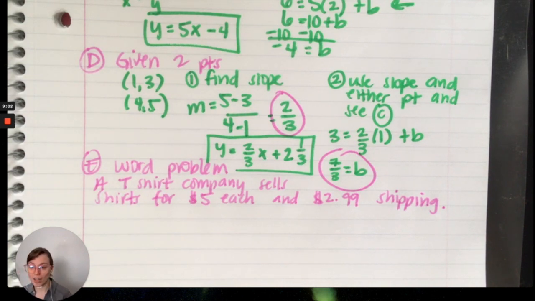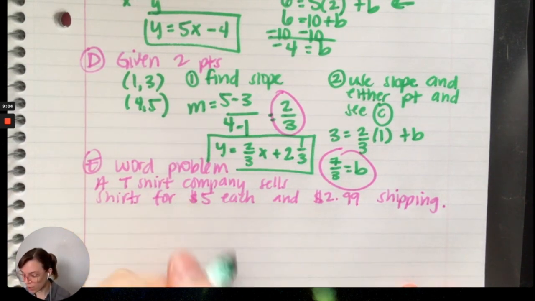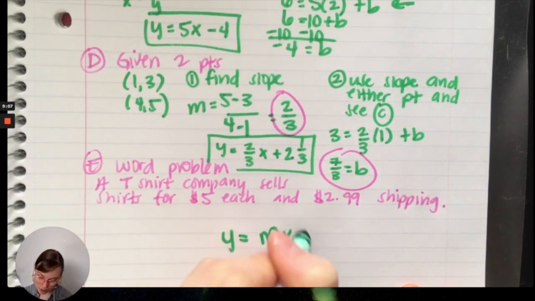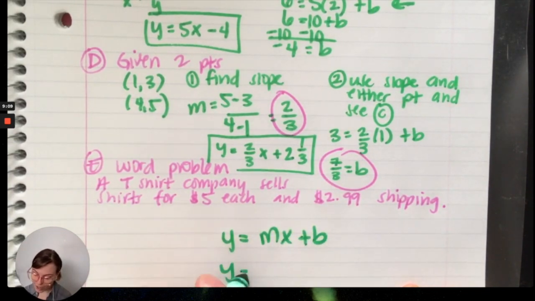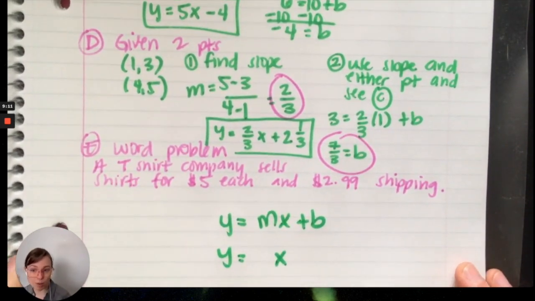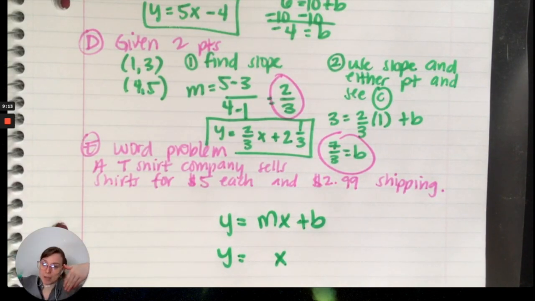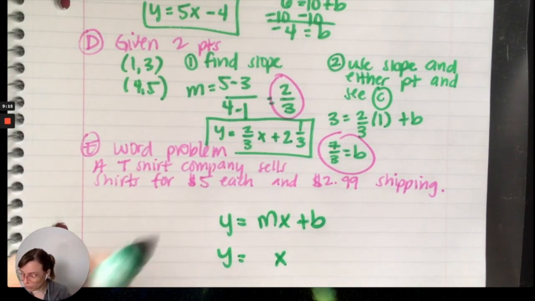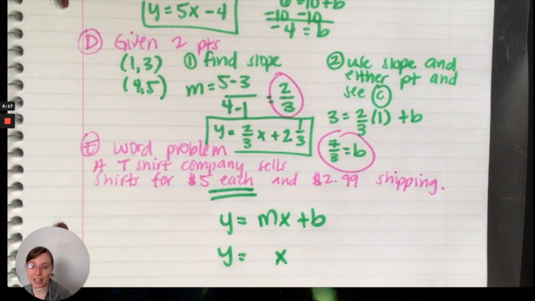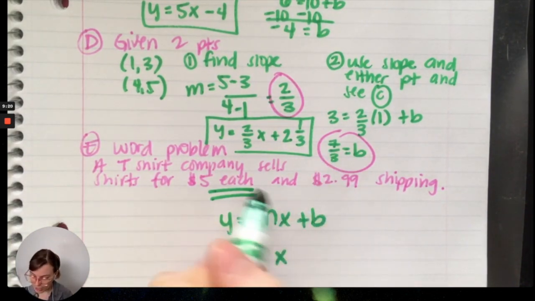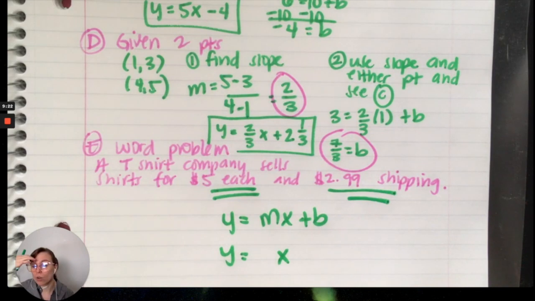So we need to find the slope and the y-intercept. So remember that our form is y equals mx plus b. The y and the x stay put. All I'm doing is replacing the m and the b. Do you know the slope? This each is a really key word, all right? And $2.99 shipping is also really key.